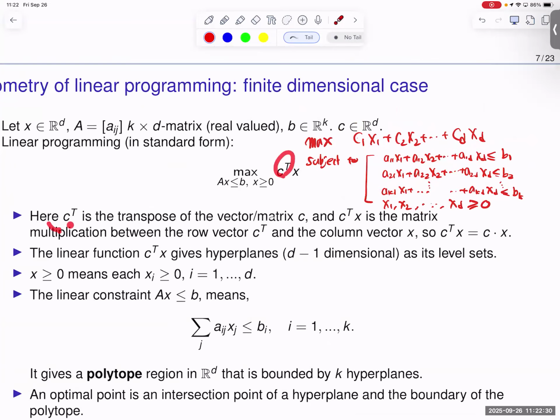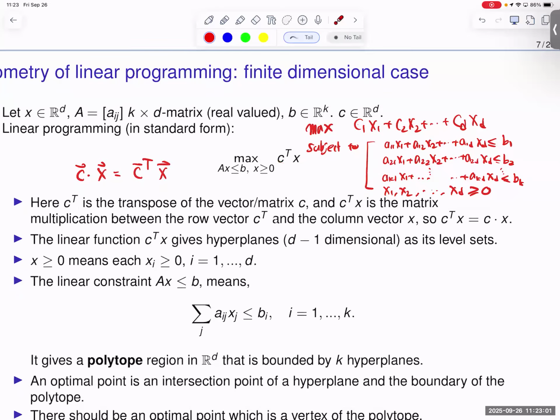Okay, so here c transpose is just the transpose. You can treat a vector as a matrix, right? A row vector as a one-row matrix, and a column vector as a one-column matrix. Then for matrices you can transpose, and the dot product c dot x is the same as c transpose times x. It's an easy computation.